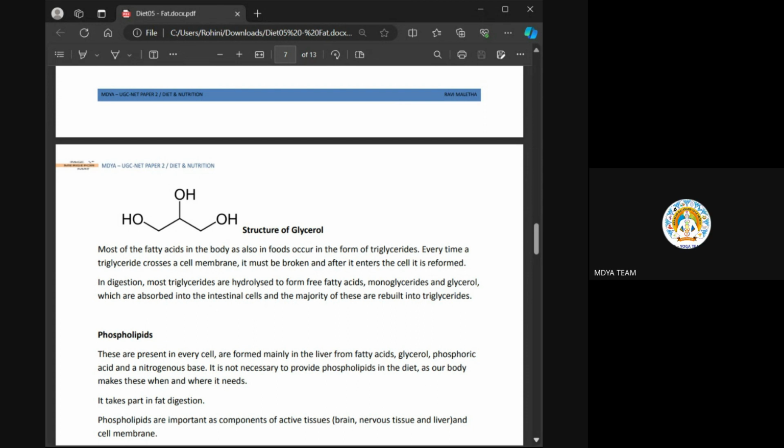Ma'am, in monounsaturated fatty acid, there will be a trans fat. It is a non-useful fat, meaning it is not good for the body. And in polyunsaturated fatty acid, there will be more omega 3 and omega 6, which are useful fats. Okay.